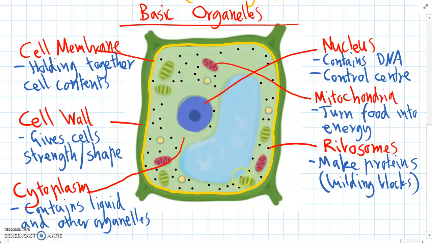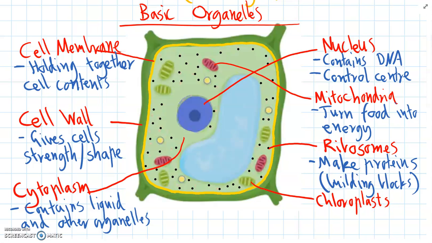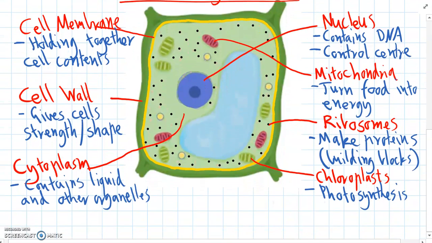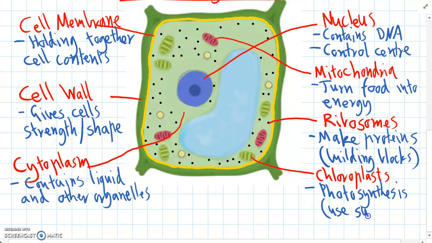The next one are these other jelly bean shaped organelles, but these green ones here are called chloroplasts. And these are only found in plant cells, and this is why plants are green, and it's where photosynthesis happens. So they use sunlight to make sugars. So they use sunlight to make food, in other words. And that's why plants don't need to eat, because they have chloroplasts in their cells.